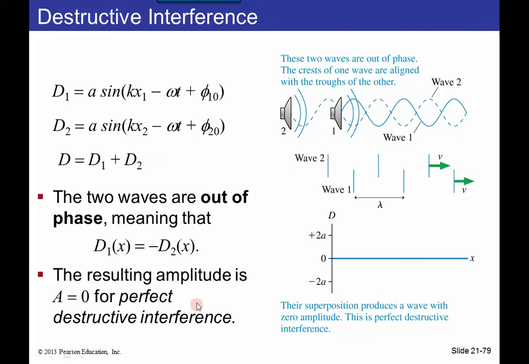When the two waves are out of phase, like here, this distance is a multiple of half a wavelength. So they are out of phase, the maximums don't coincide, and then you get perfect destructive interference and you don't hear anything.